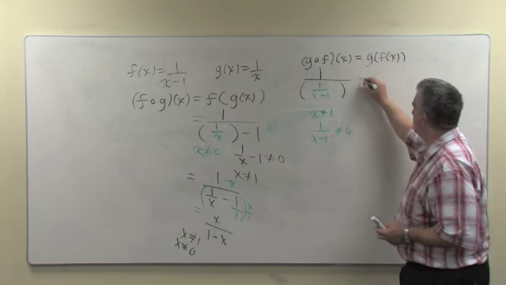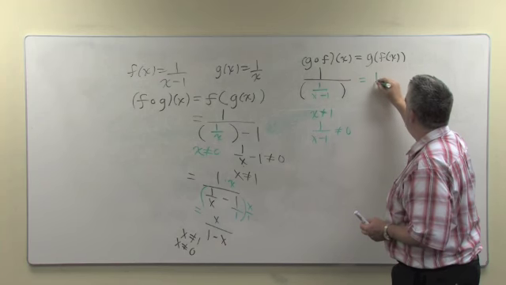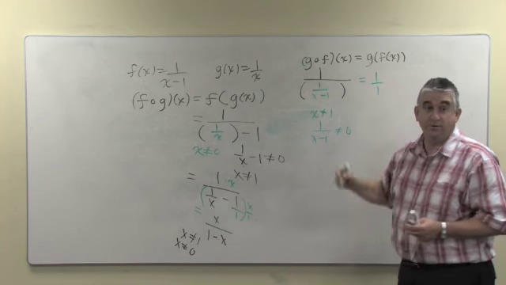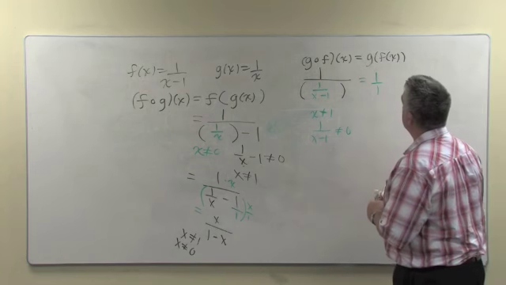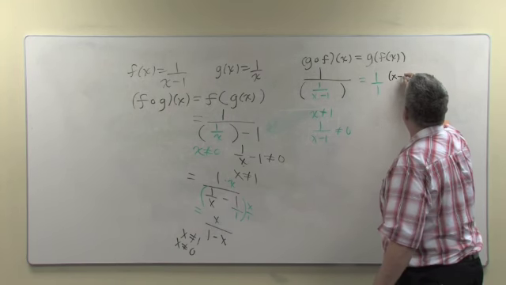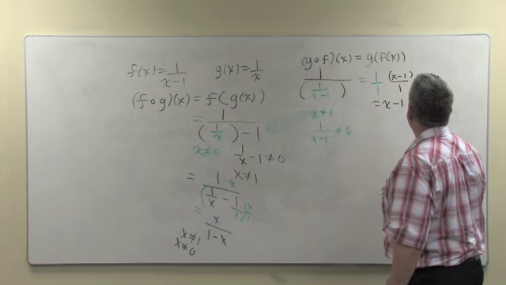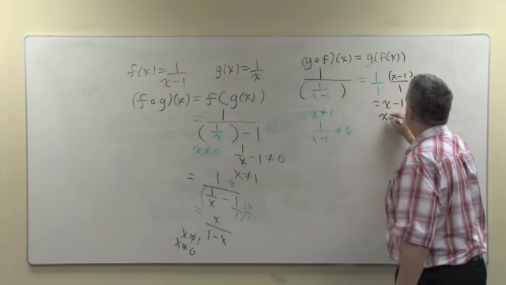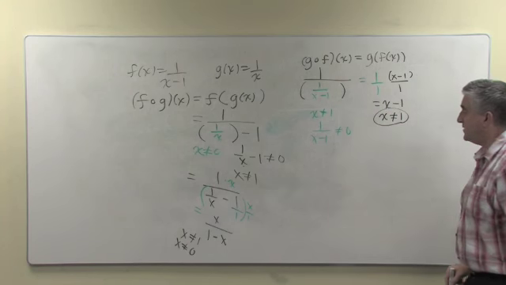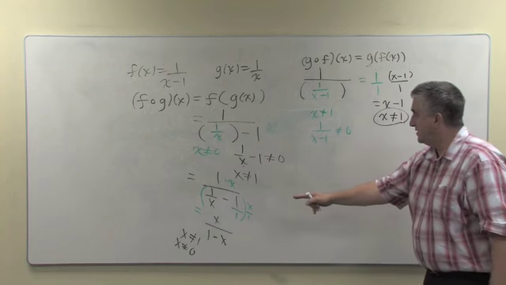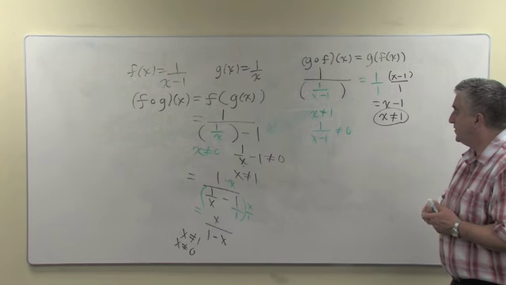Now again, let's go ahead and simplify this complex fraction. We can simplify by multiplying by the reciprocal of the denominator. And as we multiply by the reciprocal, we're going to get 1 times x minus 1 over 1, which is simply x minus 1. And again, the restriction is x is not equal to 1. So here again, we have an example of a composition in reverse order, and they don't equal each other. And so we have domain restriction.